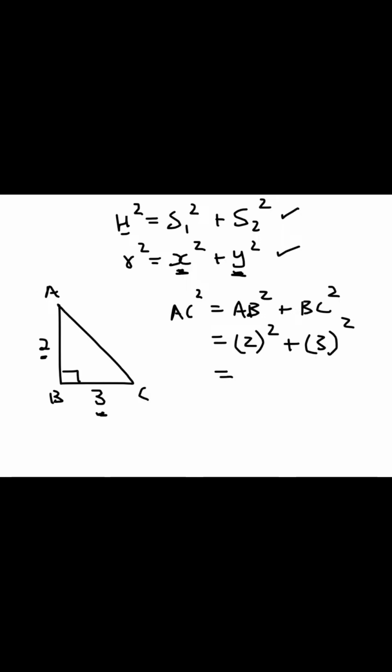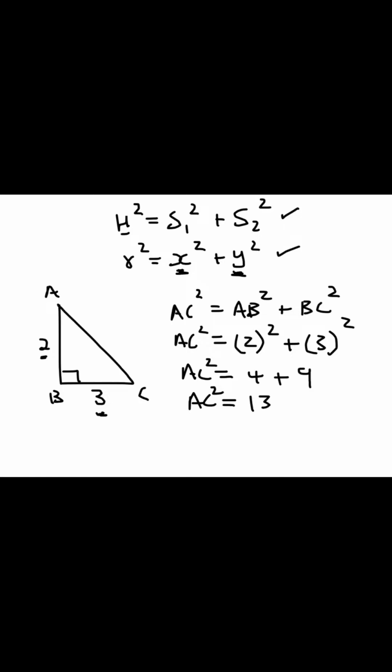So what is 2 squared? That is 4. What is 3 squared? That is 9. So it looks like you have that plus that, which will be 13. So with you having 13 there, remember that all along you've been calculating AC squared. So it is the AC squared which equals 13.